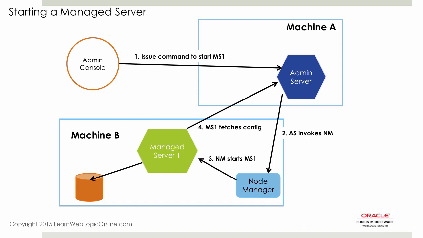Once managed server 1 boots up, it connects to the admin server to fetch the latest configuration files. So if you made any changes to managed server 1 via the admin console while managed server 1 was offline, those changes would then be downloaded to managed server 1 the next time it started up. Once those changes are fetched from the admin server, they're stored in its own local configuration file. And that's how remote starting of a managed server works.